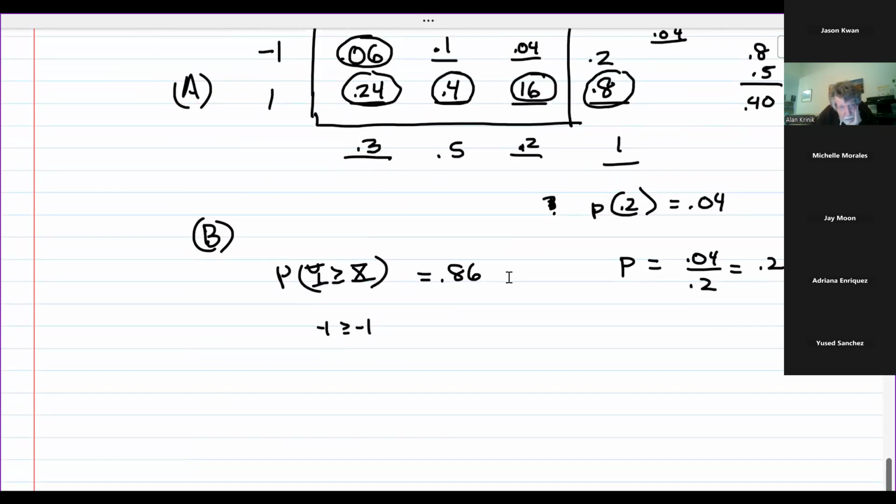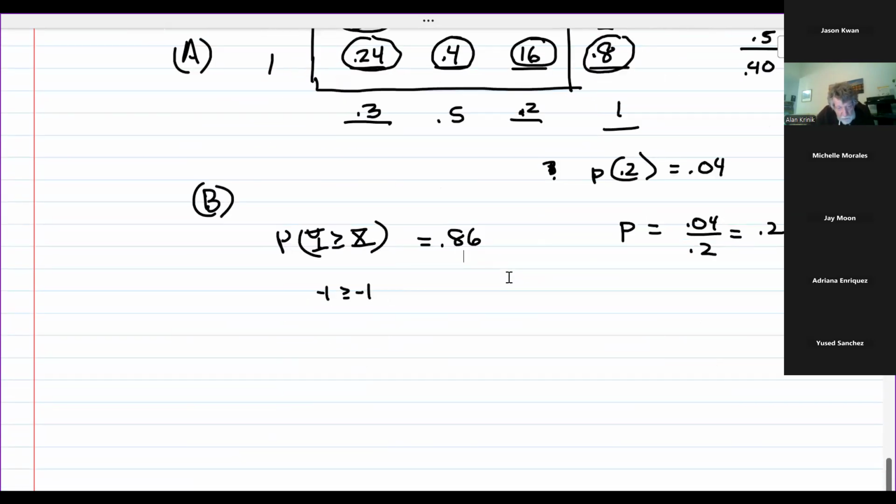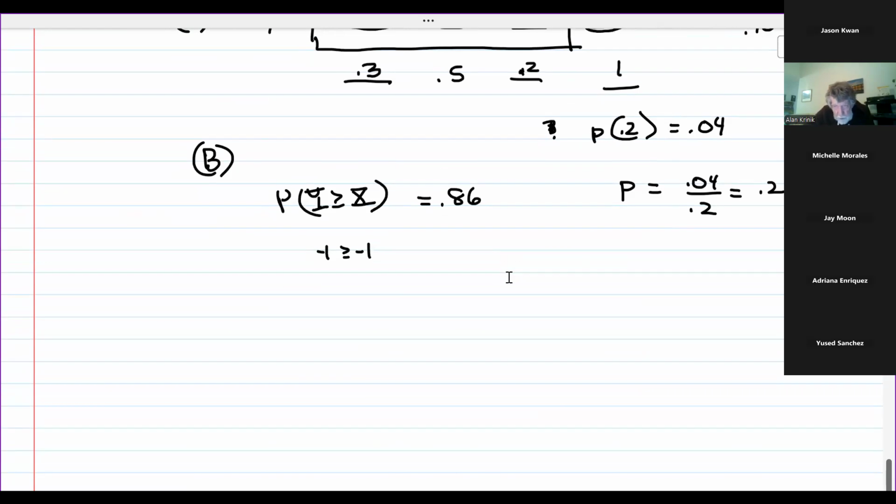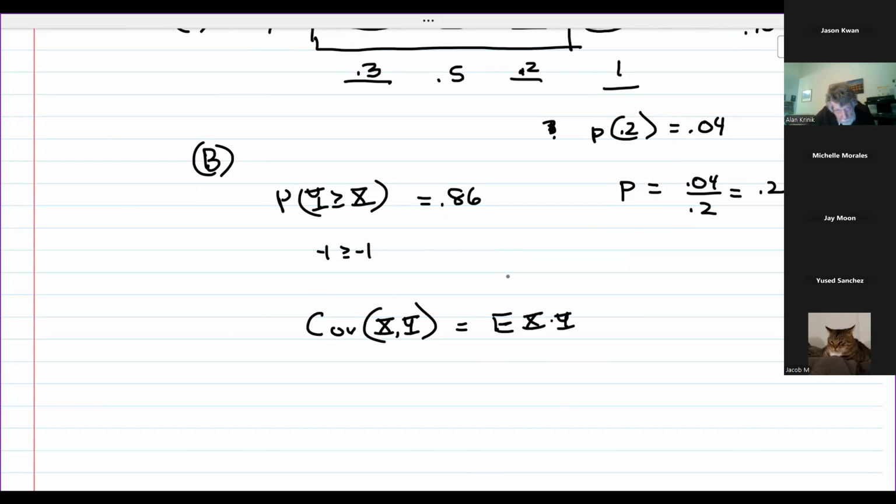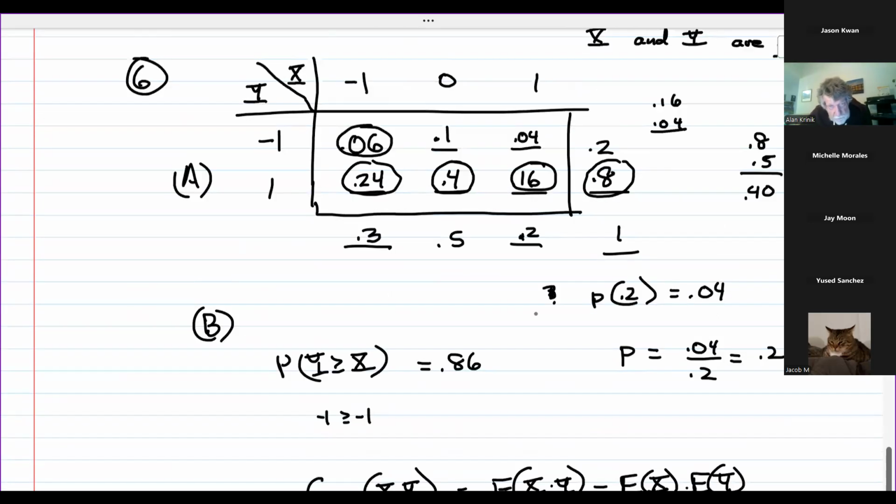So that's the answer to this part of it. And now what's left? Find the covariance of X and Y. But we've already done one like that today. It's the expected value of X times Y minus the expected value of X times the expected value of Y. That's how you get the covariance. That's the shortcut for the covariance. Should you know the formulas? Yes.